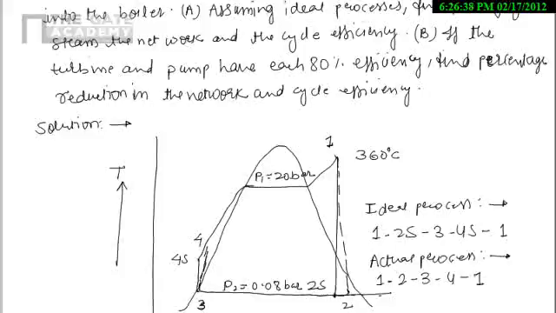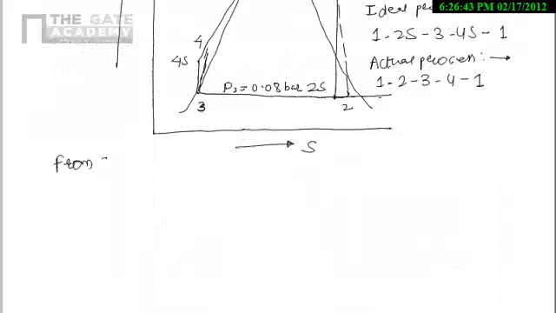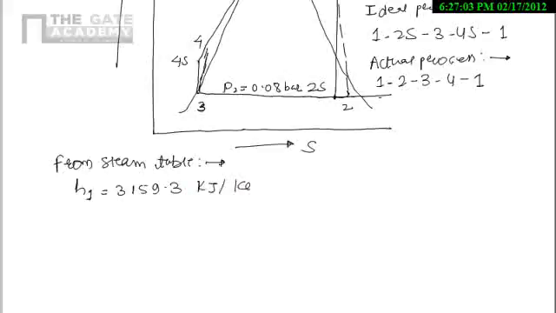So now let's take some of the values from the steam table. So from steam table, enthalpy at 1, H1, that is at 360 degrees centigrade and 20 bar, we are having 3159.3 kilojoule per kg, and entropy at the same point will be 6.9917 kilojoule per kg Kelvin.